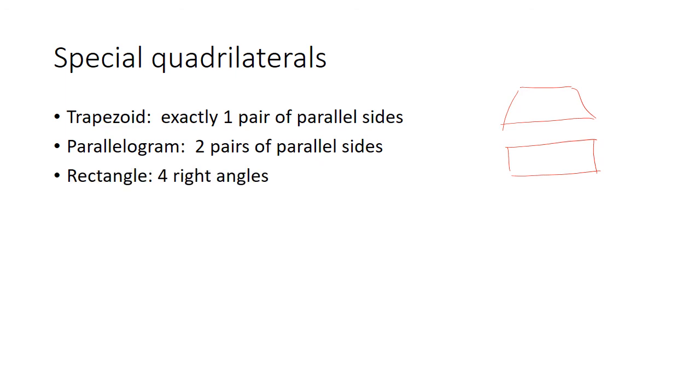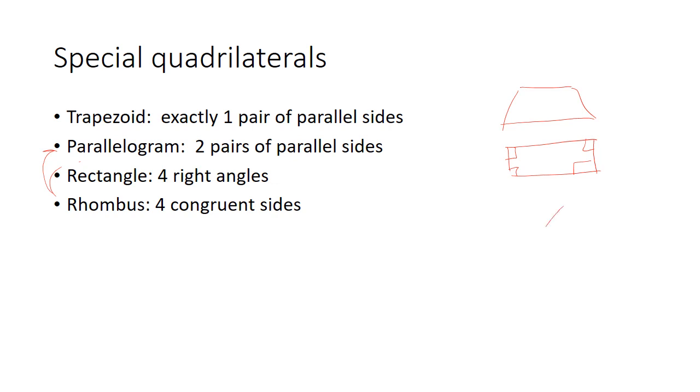A rectangle, all it has is 4 right angles. It doesn't mean that the lengths of your sides are the same. In general, a rectangle has 2 sides that are longer than the other 2. A rhombus just has 4 congruent sides. It doesn't say anything about right angles. So both of these are going to be parallelograms.